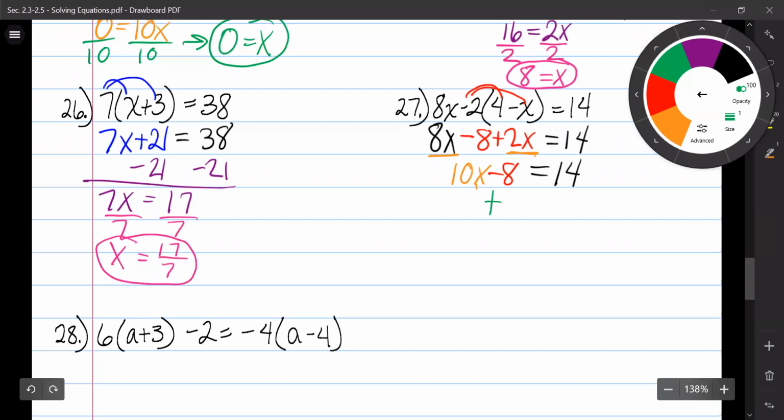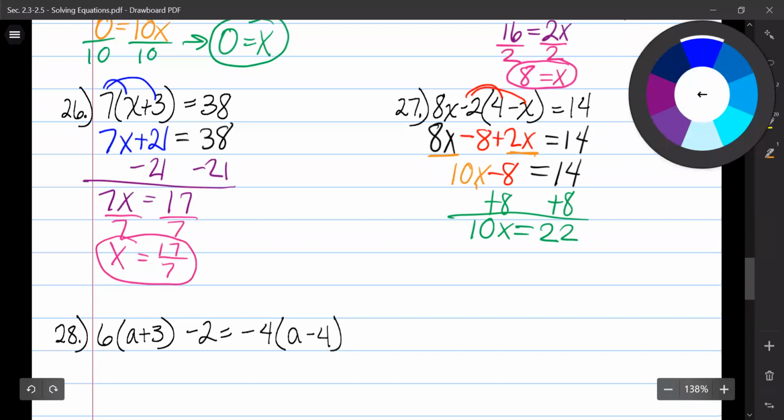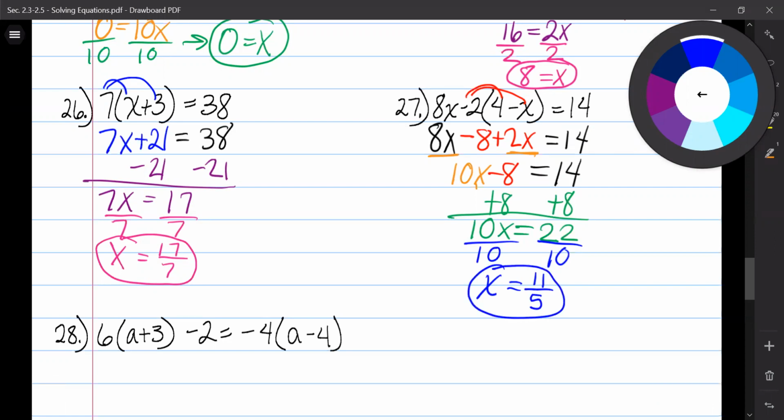Now I can just add 8 to both sides. So 10x equals 22. And then just divide both sides by 10. All right, so 10 doesn't go in evenly to 22, but we can reduce the fraction because 22 and 10 are both divisible by 2. So 2 goes into 22 11 times, and 2 goes into 10 5 times. So x is equal to 11/5.